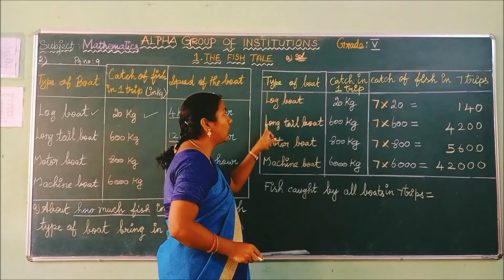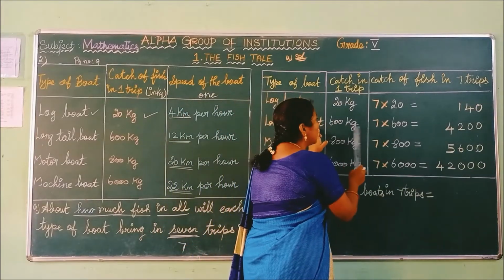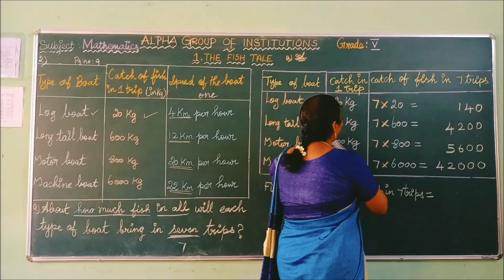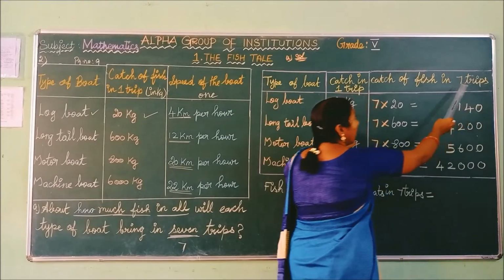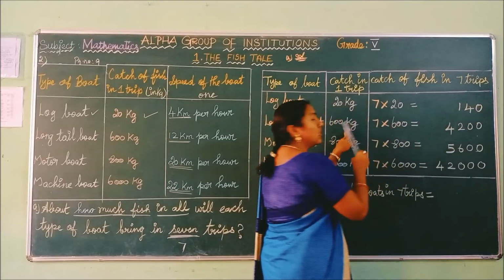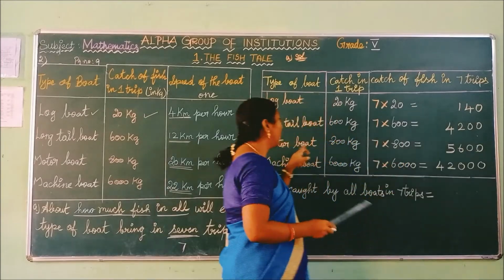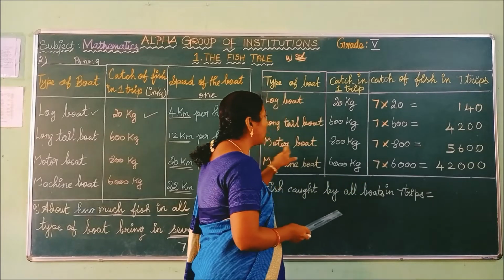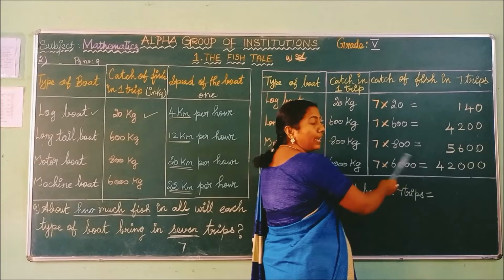Similarly, see the next one, the long tail boat. The long tail boat can catch 600 kg of fish in one trip. So how much fish can this long tail boat catch in 7 trips? By multiplying 7 by 600. So 7 into 600. Similarly, you have to multiply 800 into 7. So how much fish can the motor boat catch in 7 trips? 7 into 800.